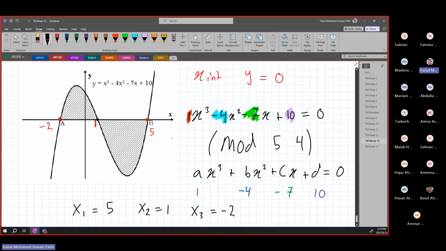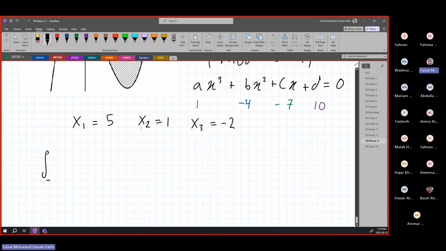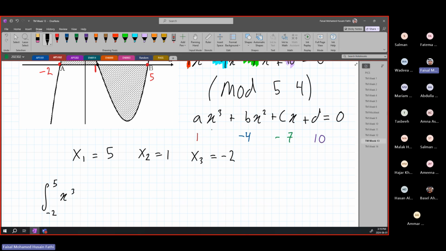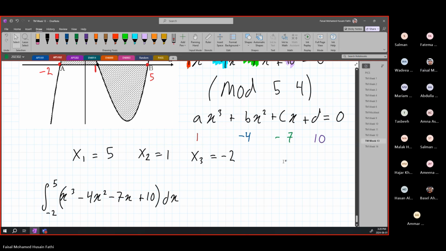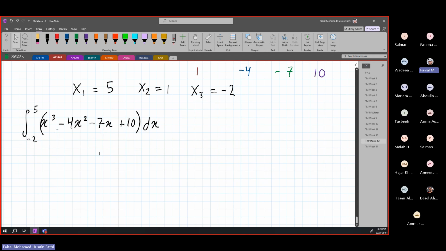So we're going to do the integration from minus 2 to 5 of the function that was given, which is this one, x cubed minus 4x squared minus 7x plus 10 dx. And then you're going to go and do all the steps that you've seen before. You can either do it integrated all as one step to make it easier for you guys, or if you're too confused with integration, you can do each one and separate them one by one.